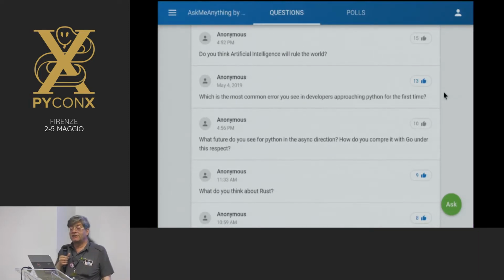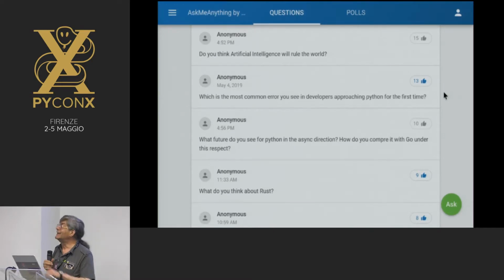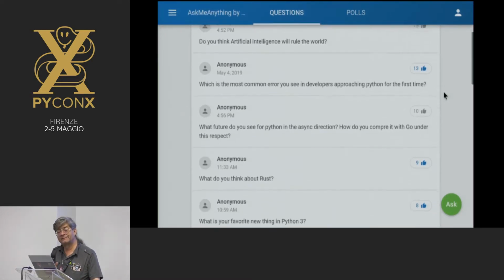Do I think artificial intelligence will rule the world? I think it's smart enough that it probably already does, but in a hidden way. Okay, any real question? Someone got a question?